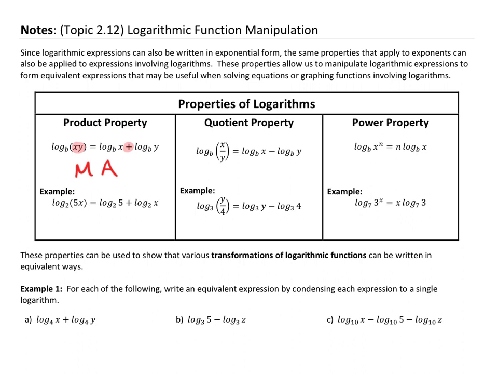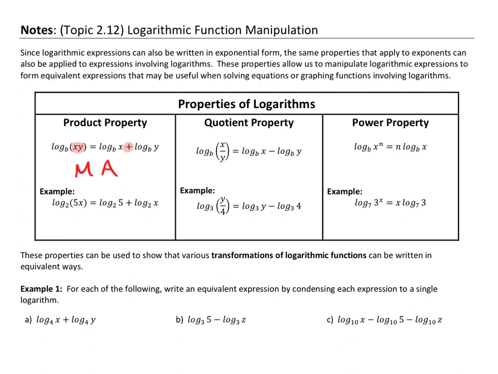So for example, if we had log base 2 of 5 plus log base 2 of x, the bases have to match, by the way, same as the exponent rules. All we do is take the 5 and the x and we multiply them together. So it's log base 2 of 5x. Now this rule works both ways, where we can also expand it. If you started with something multiplied inside one logarithm, you can expand it to two logarithms by taking them apart.